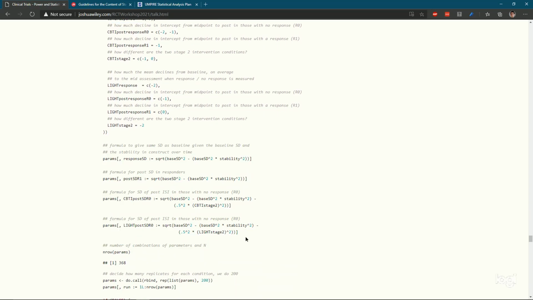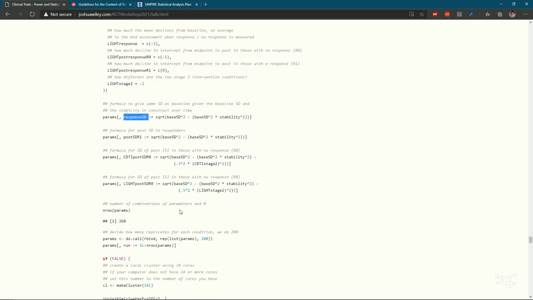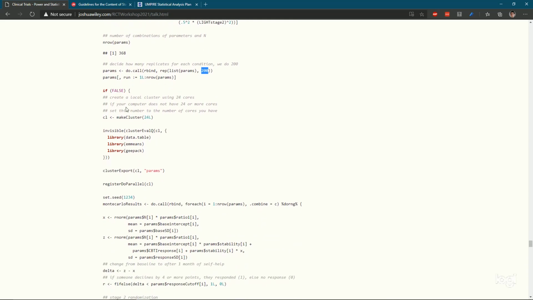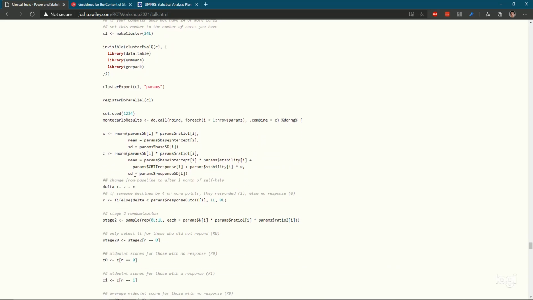These equations look a little bit complicated, but they're the way to calculate what the residual standard deviation needs to be in order to have the same overall standard deviation in ISI in all these different groups. We've got 368 different conditions. We want to have 200 replicates for each condition. Set up the cluster and set it up. And it works pretty similarly.